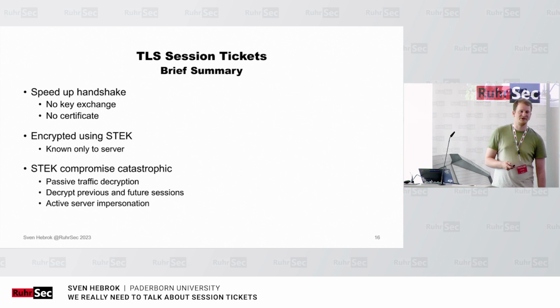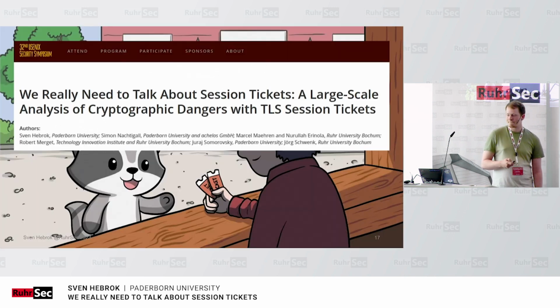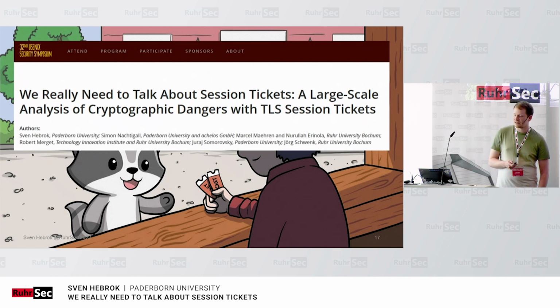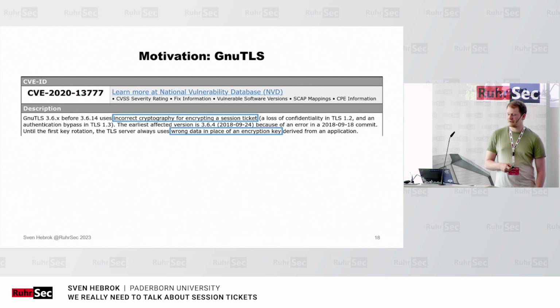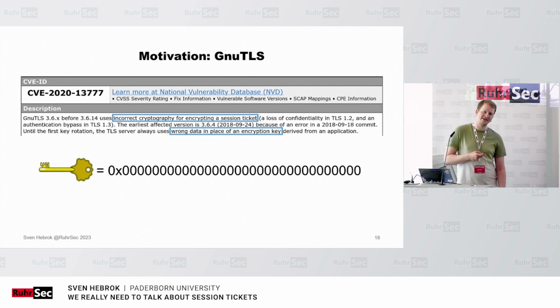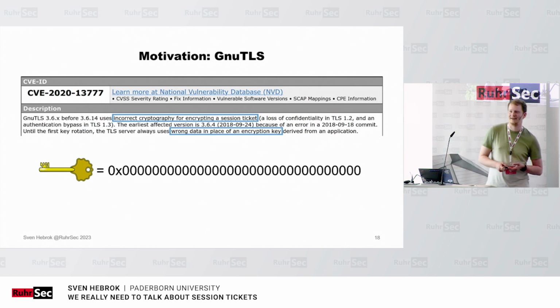But STEKs would be chosen securely, right? Given that we have a Usenix paper now, that should tell you that STEKs aren't chosen securely. So all of this started with a CVE back in 2020, where GnuTLS used incorrect cryptography for encrypting session tickets. Incorrect cryptography in this case means, yeah, choosing a 0 key maybe isn't a good idea.